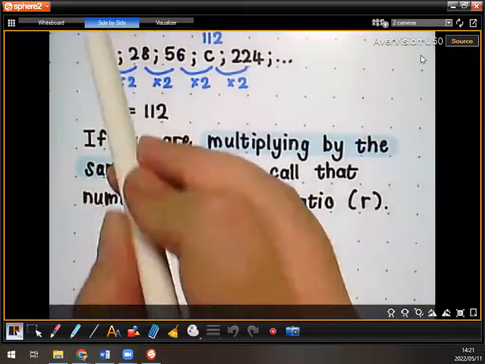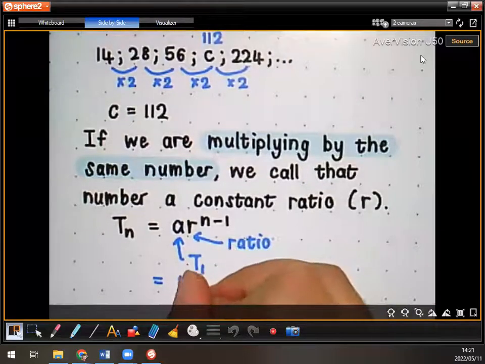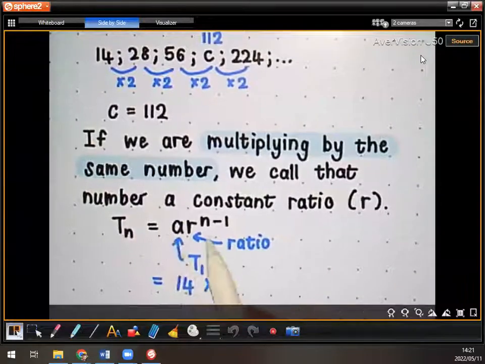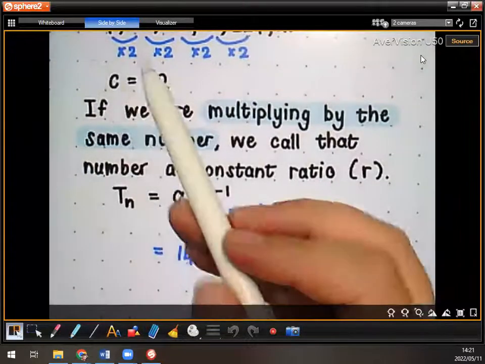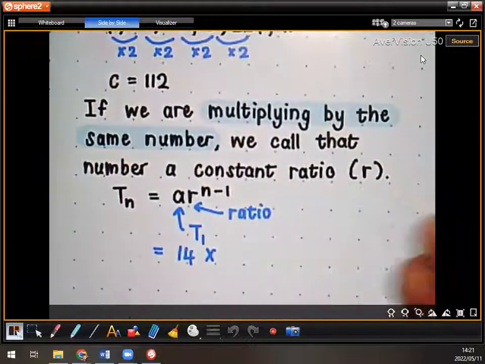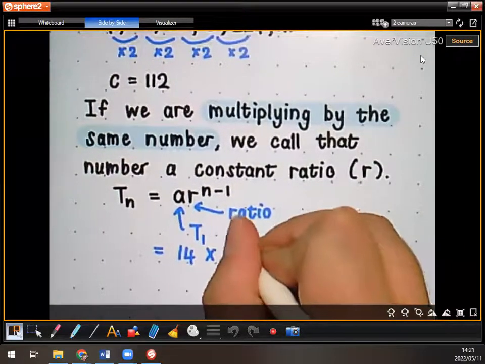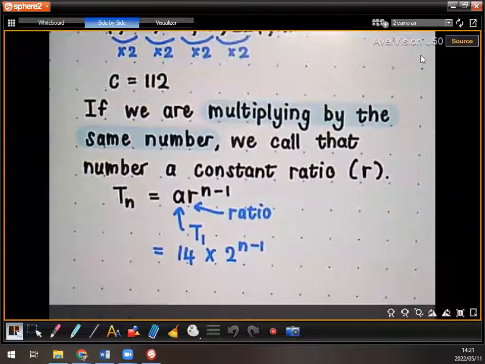14, right? Okay, so we'll put that in, 14. And then because it's AR, that actually means A times R. So you can put the times symbol if you want, or you can put it in brackets. I'll show you now. What is the number that we're multiplying by each time? 2. So that will be the formula: 14 times 2 to the n minus 1.